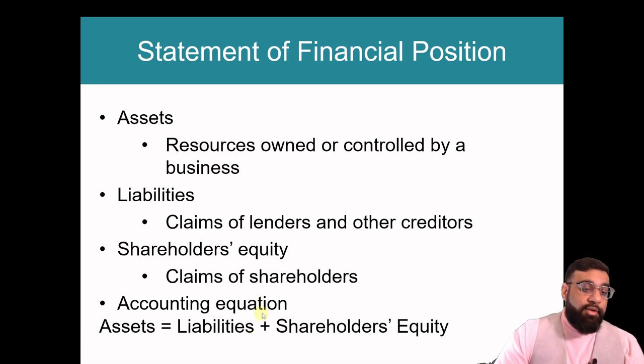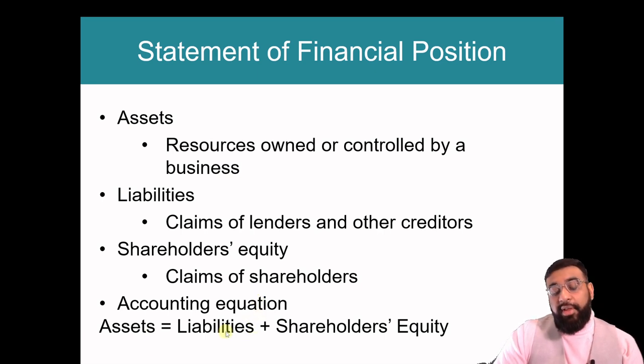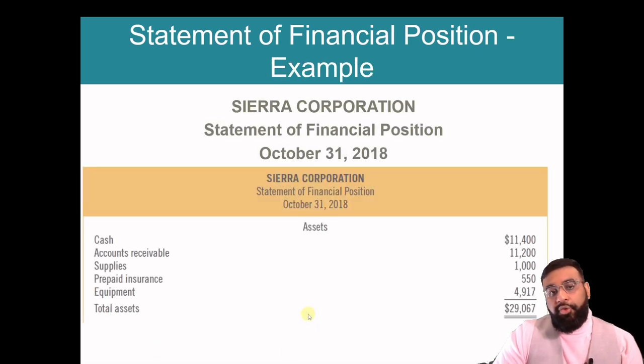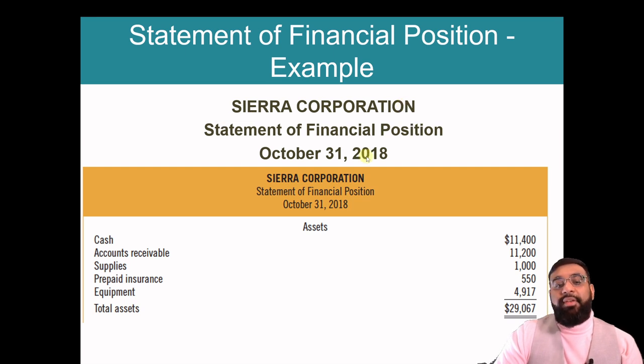So the main accounting equation is that of assets equals liabilities plus shareholders' equity. This has to always remain in balance. This is very important. So I'm going to give an example of the statement of financial position. Once again, this has a three-part title. We have the company name, the statement name, and now the date.